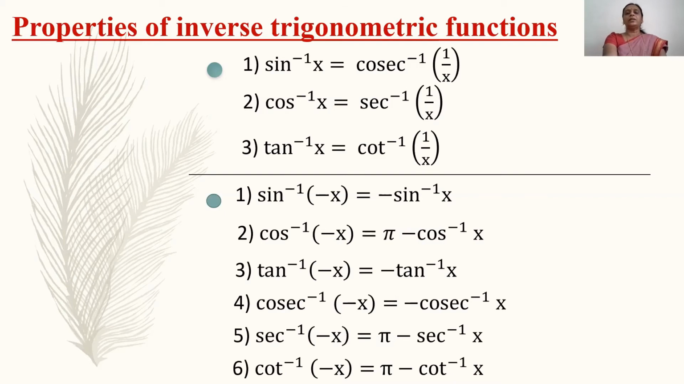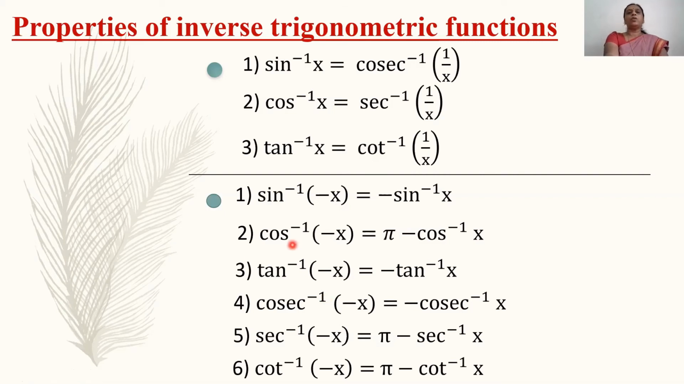All these are similar, but three are most similar. See this first, then this third and fourth. Sine inverse minus x, tan inverse minus x, and cosec inverse minus x are similar here. If there is a minus sign on the left hand side, then on the right hand side there is only a minus sign. Only this minus sign in the bracket will come outside. This 1, 3 and 4, that is for sine, tan and cosec, are exactly similar.